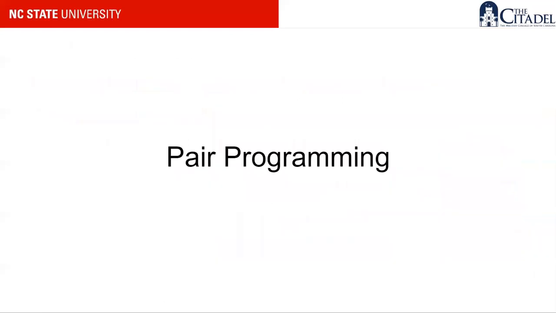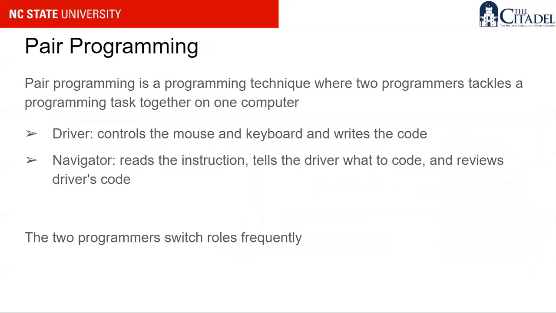Pair programming. Throughout the code sessions, you'll be doing pair programming with an assigned partner to work through the coding activities together. Pair programming is a programming technique where two programmers tackle a programming task together on one computer. During pair programming, one person acts as the driver who controls the mouse and the keyboard and writes the code. The other person acts as the navigator who reads the instruction, tells the driver what to code, and reviews the driver's code as the driver is coding it. The two programmers will switch roles frequently during the process.